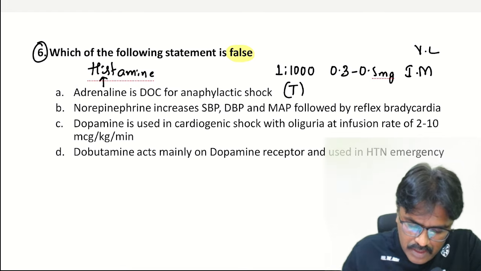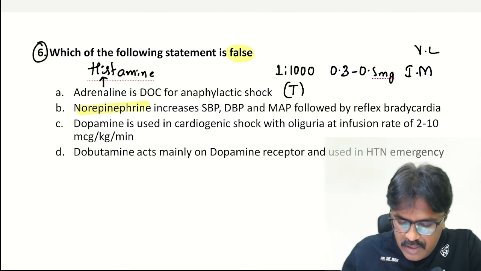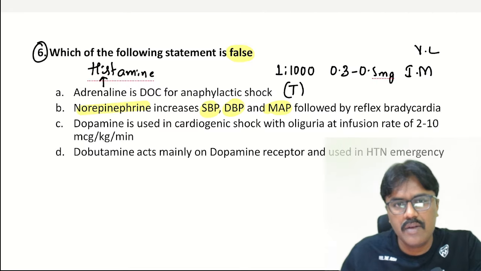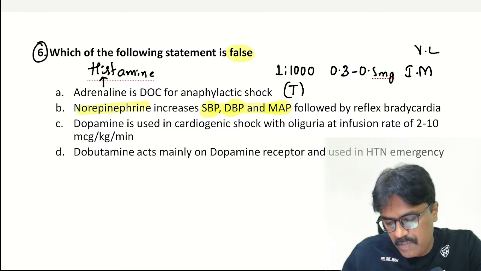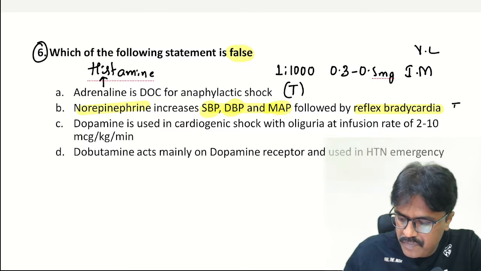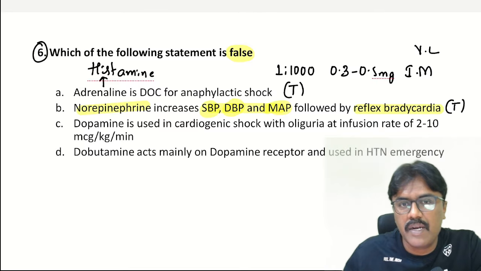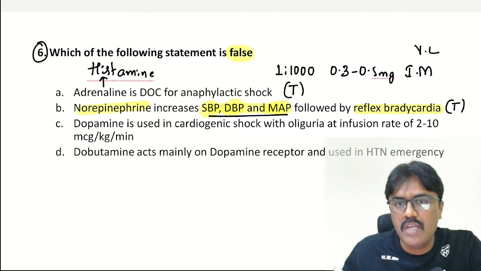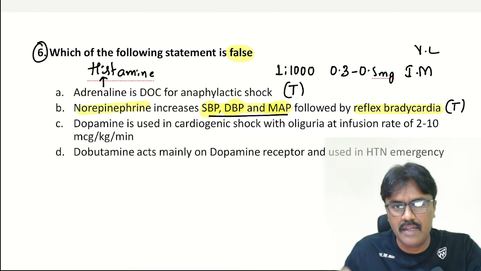Norepinephrine, also called noradrenaline, increases systolic, diastolic, and mean arterial pressure. Remember, norepinephrine increases all the BP followed by reflex bradycardia. True. Why do you see reflex bradycardia? Because when you increase all the BP, there is stimulation of baroreceptors and that will stimulate the parasympathetic and decrease the heart rate.